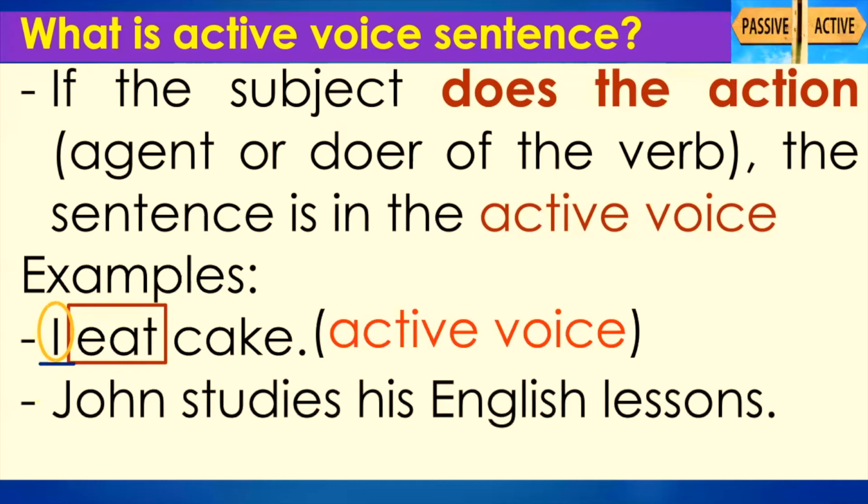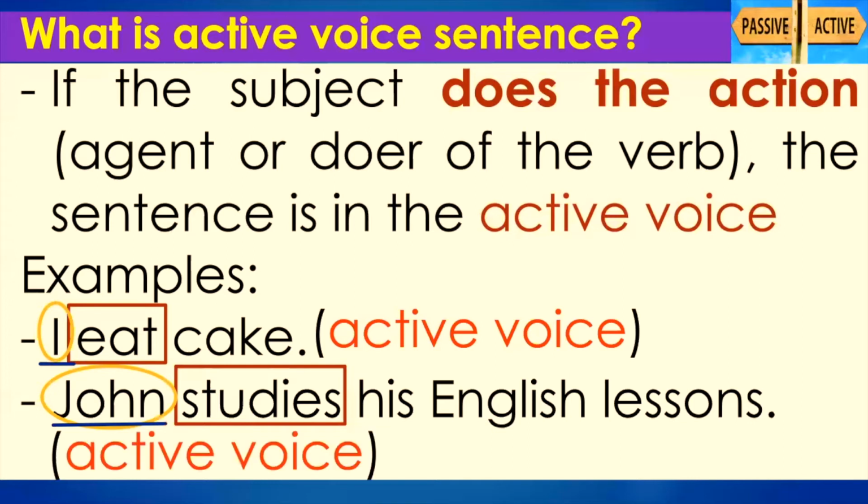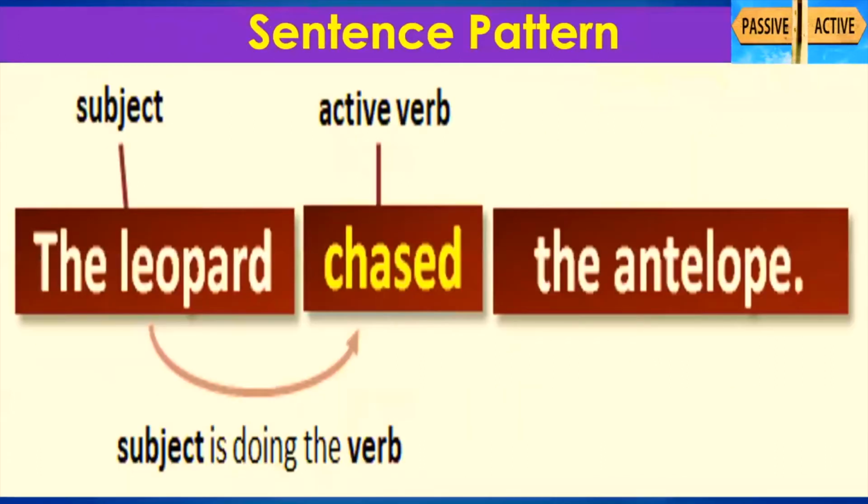Another sample. John studies his English lessons. What is our verb in this sentence? Definitely studies, because it's the only word in this sentence that expresses action. Now, what is our subject in this sentence? John. And then, next question. Who is doing the action of studying here in this sentence? Still, John. John is the subject and the doer of the action. So this sentence is in the active voice. Easy, right?